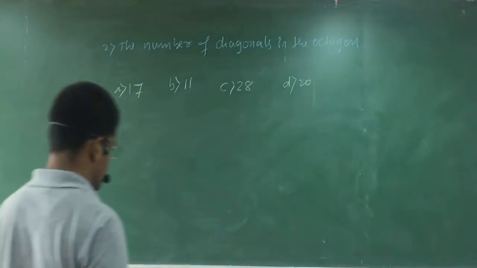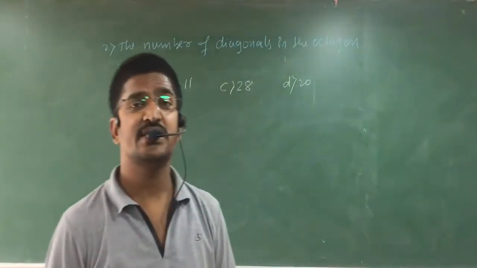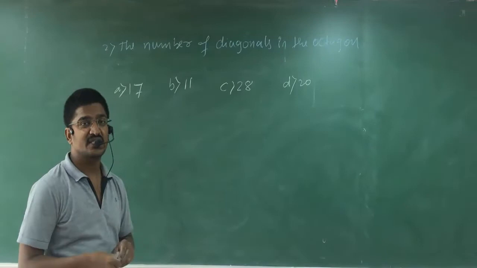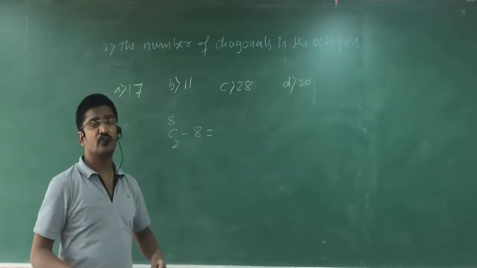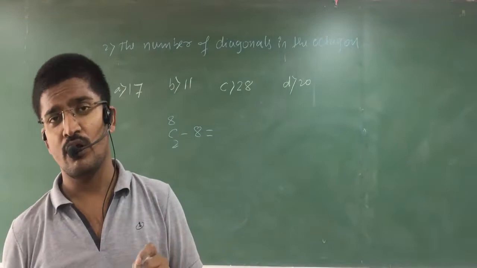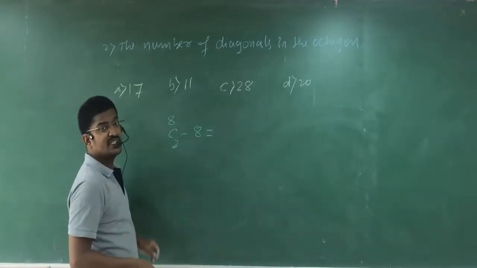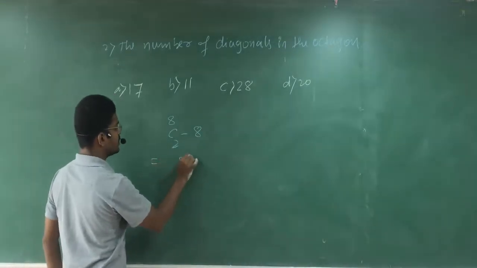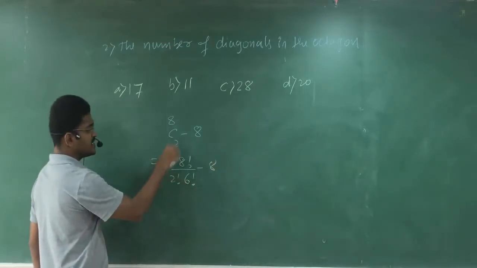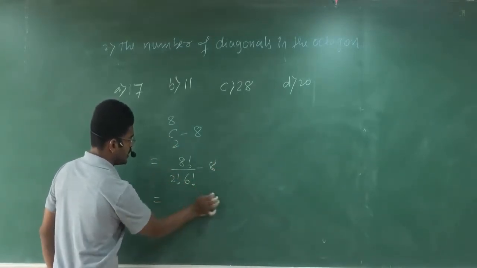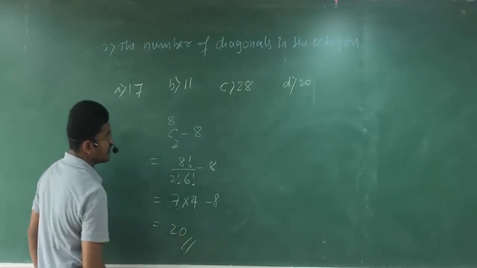Okay students, see the next problem, that is the number of diagonals in an octagon. Octagon means 8 sides. Clear? So again 8C2 minus 8, you have to calculate, because this is the formula for the number of diagonals in a polygon with n sides, that is nC2 minus n, here n value is 8. So this will be equal to how much? 8 factorial divided by 2 factorial into 6 factorial minus 8. Cancel 6 factorial and 6 factorial. 7 into 8, cancel 2 and 2, it will be 7 into 4 minus 8. So it will be 28 minus 8, that is equal to 20.